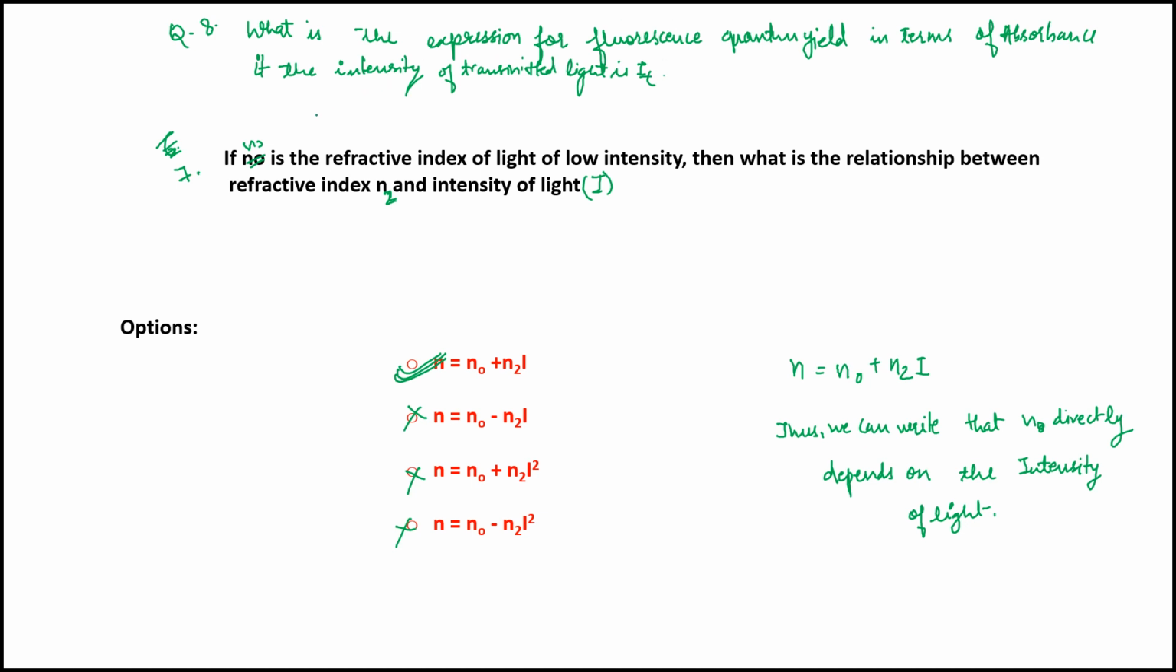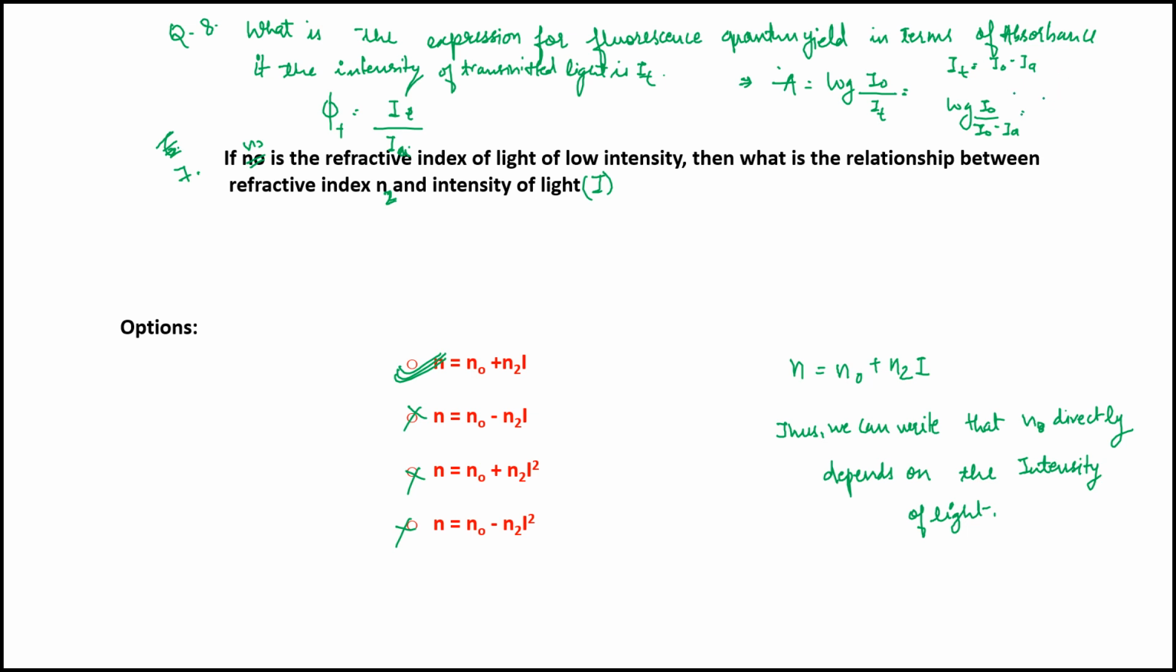So basically, the fluorescence quantum yield is given by phi f equals the intensity of emitted light upon the intensity of absorbed light, right? Now, here you are given the intensity of absorbed light. Suppose you are not given it and you have to write in terms of absorbance. So absorbance is equal to log of I naught upon IT. Since IT can also be written as I naught minus IA, you can write log of I naught upon I naught minus IA.